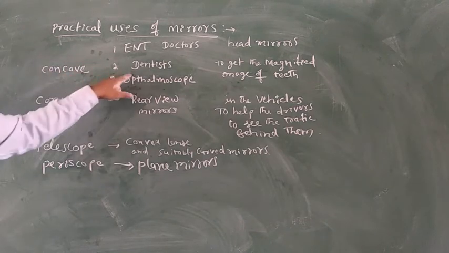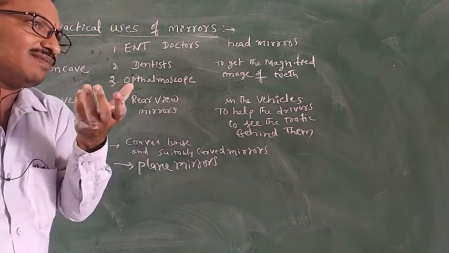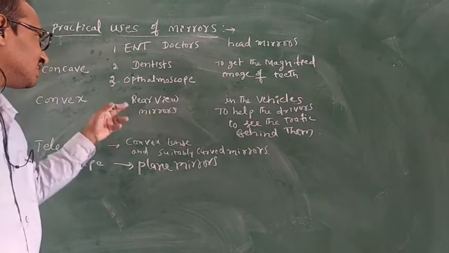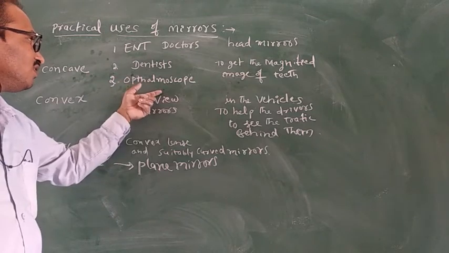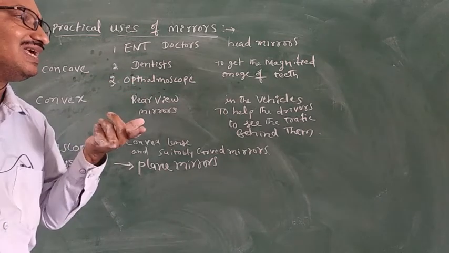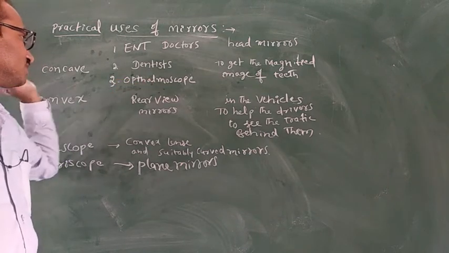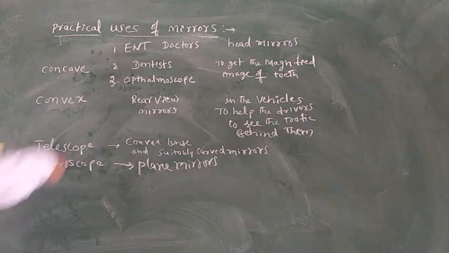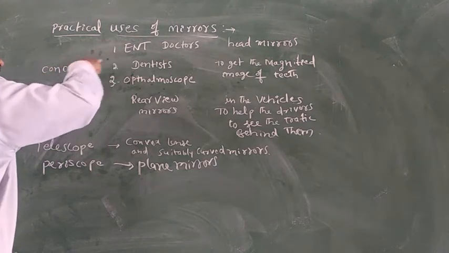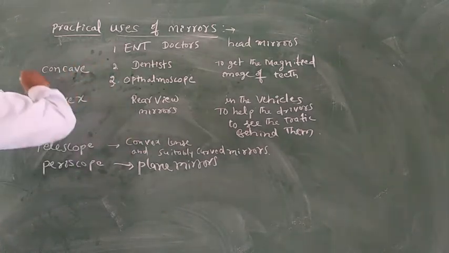Right? Why do dentists use concave mirrors? To get the magnified image of the teeth. Magnified means enlarged, a big image. For eye doctors, how is the concave mirror helpful? To observe the retina clearly, the ophthalmoscope helps. In the ophthalmoscope, what type of mirror? Concave mirror. ENT doctors, dentists and ophthalmologists, eye doctors, all use concave mirrors.